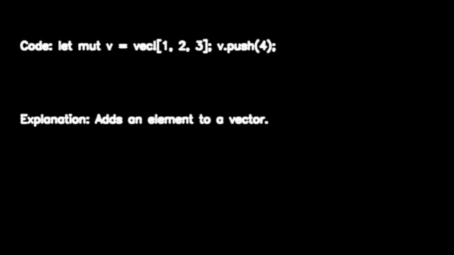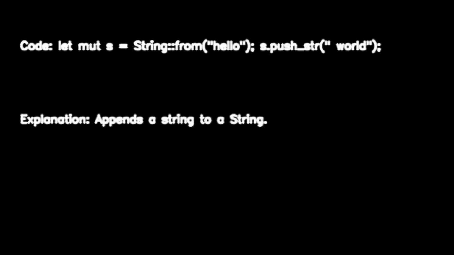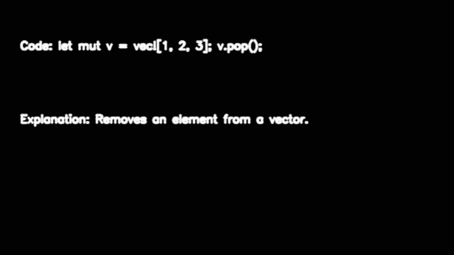Code. let mut v = vec![1, 2, 3]; v.push(4); Explanation: adds an element to a vector. Code. let mut s = String::from("Hello"); s.push_str("World"); Explanation: appends a string to a string. Code. let mut v = vec![1, 2, 3]; v.pop(); Explanation: removes an element from a vector.